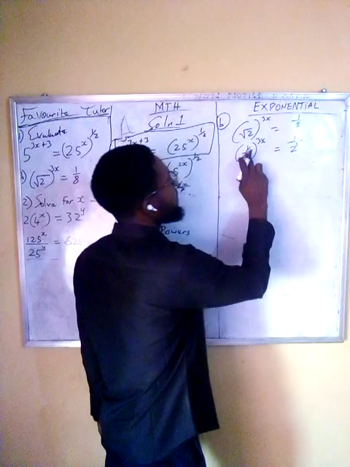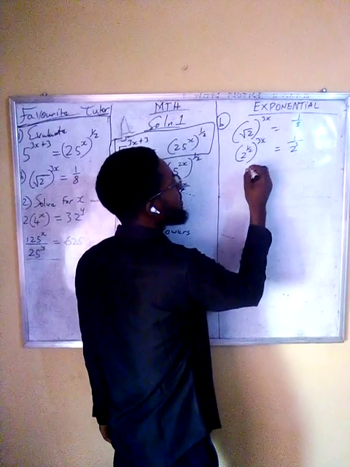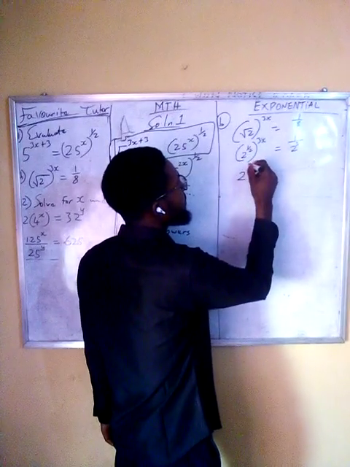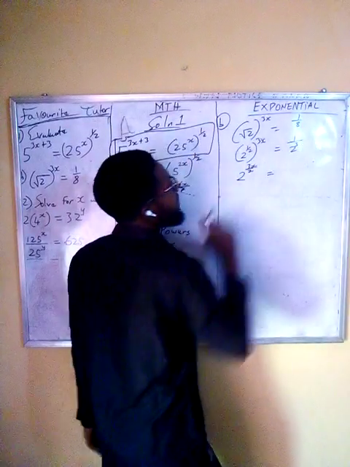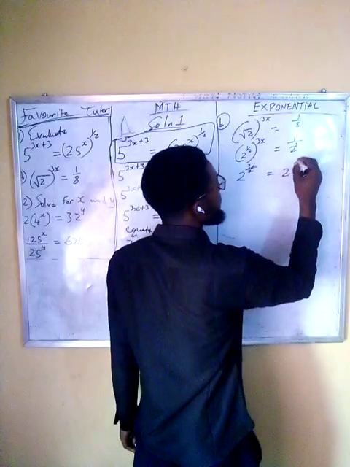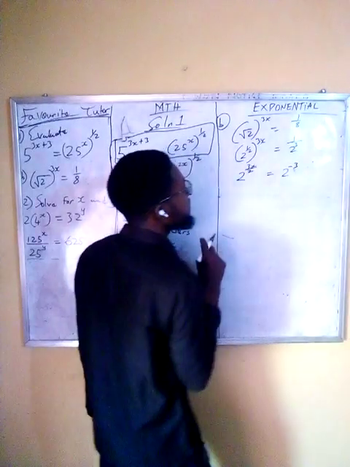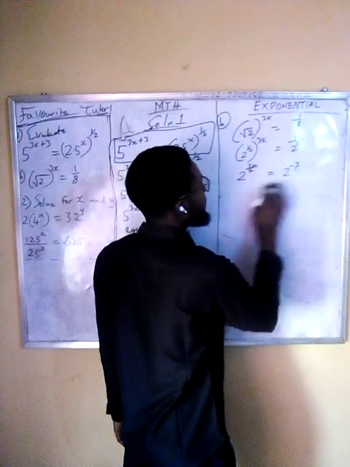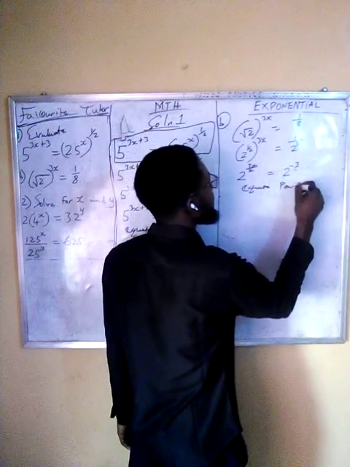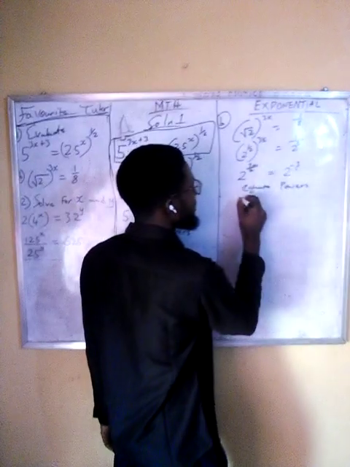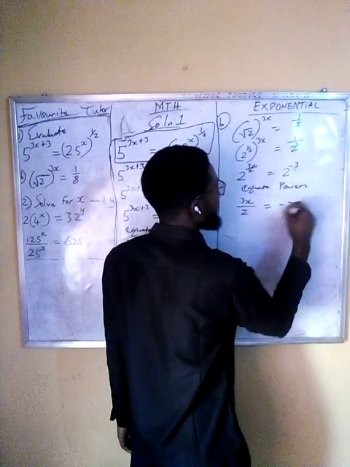So therefore, we open this bracket and we multiply: 1 over 2 times 3x. This is 2 raised to the power of 3x over 2 equals to, raising this up, the same as 2 raised to the power of minus 3. You can see here, 2 is here, 2 is here, the bases are the same. We equate powers. So when we equate powers, this is 3x over 2 equals to minus 3.